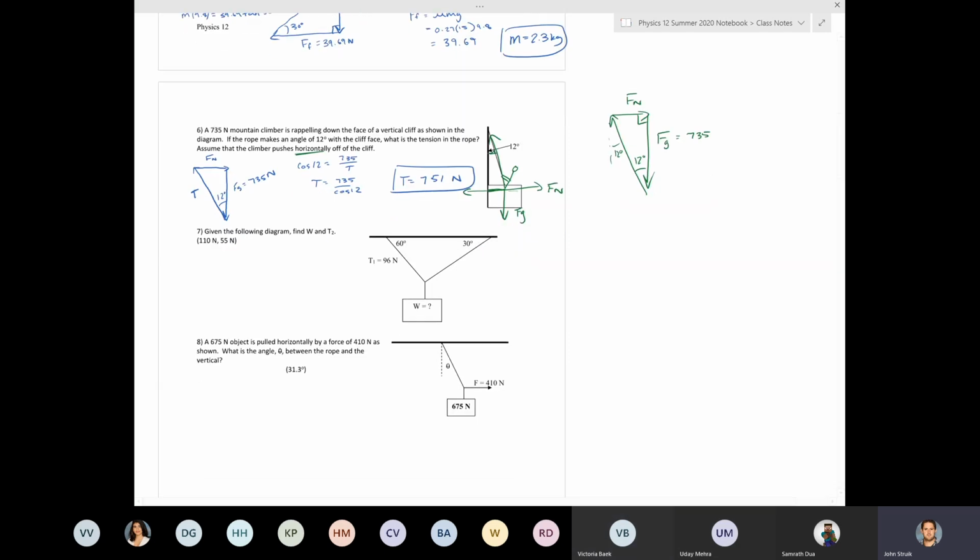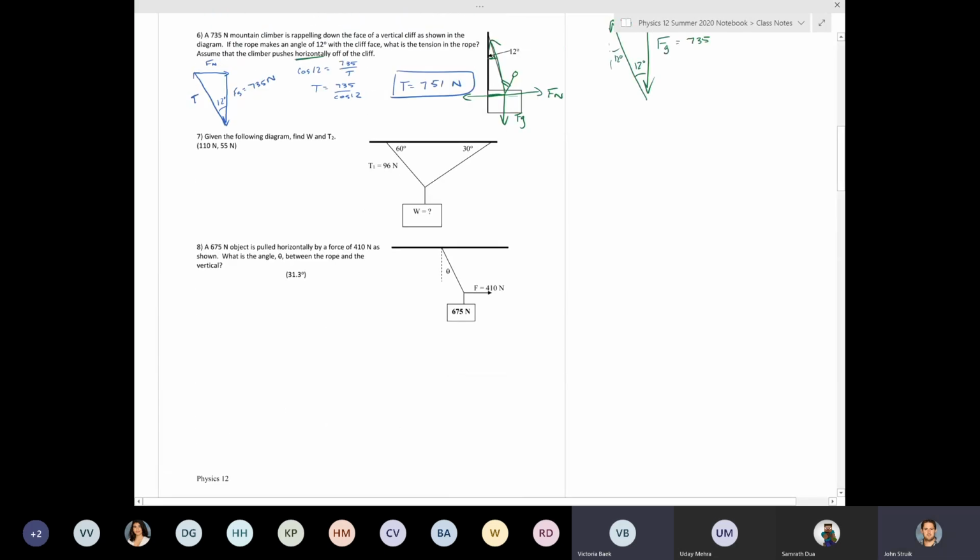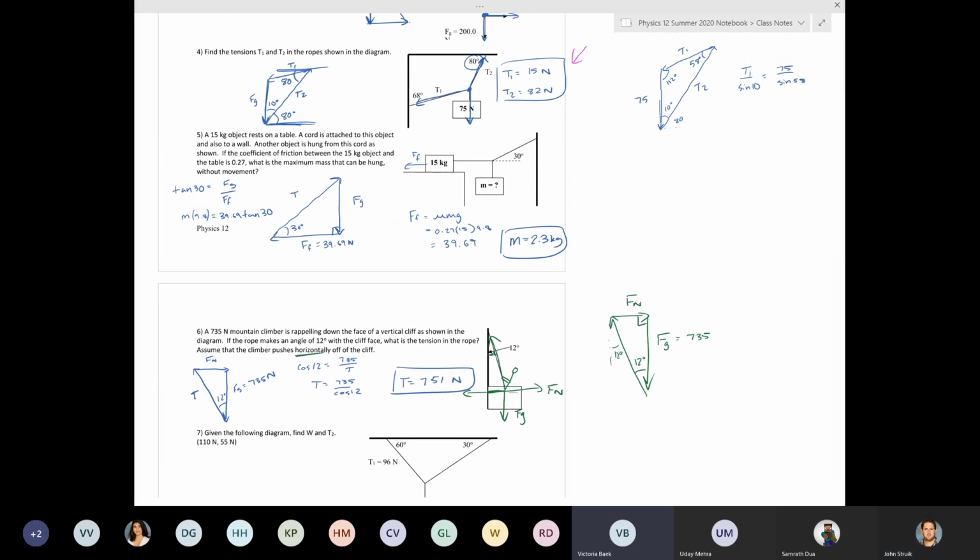Any other questions, specifically torque? Then I have a question for number 5. I only see friction and Fg, but I don't see Fn. What happens to Fn? So Fn would be this one right here. But that's not acting on the point in question. The point in question is right here, and so I only care about this tension, this gravity, and this tension.